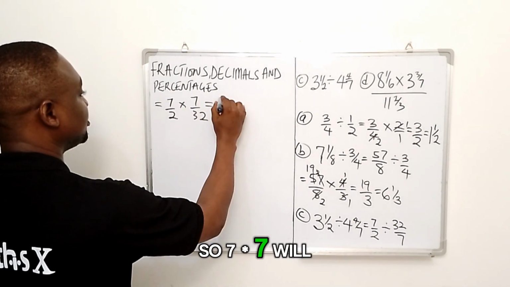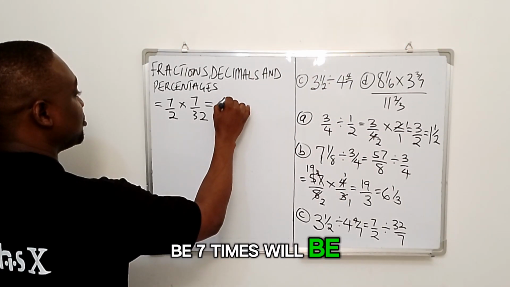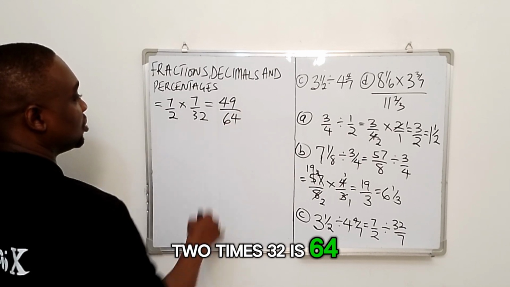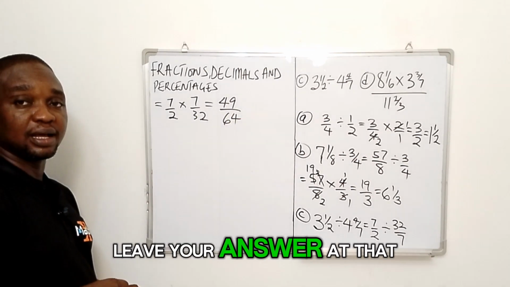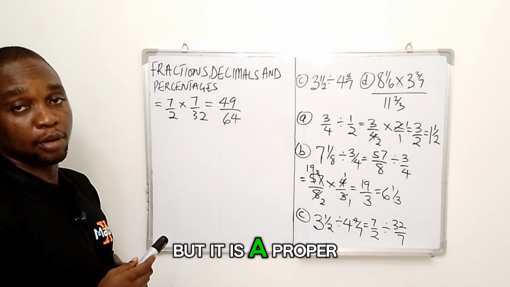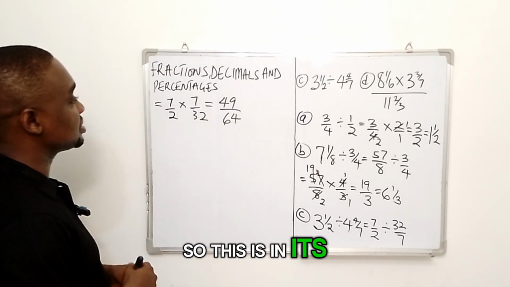So 7 times 7 will be 49. 2 times 32 is 64, and that is it. Leave your answer at that. Though it's a bit large, it is a proper fraction, so this is in its stable state.